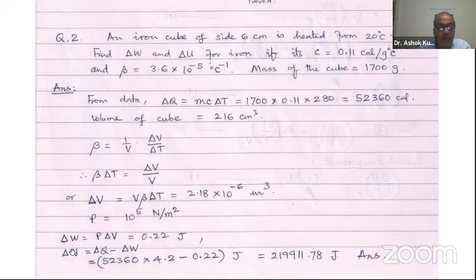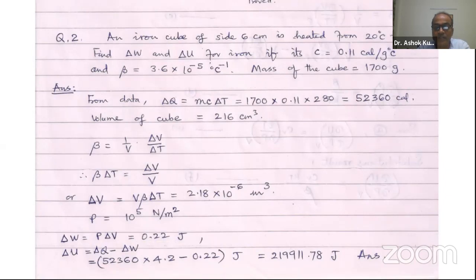This value comes out to be delta W is P delta V, or PdV, which is equal to 0.22 joule. And del U is del Q minus del W. So we have 52360 into 4.2. This is the mechanical equivalent of heat, and minus this del W term.